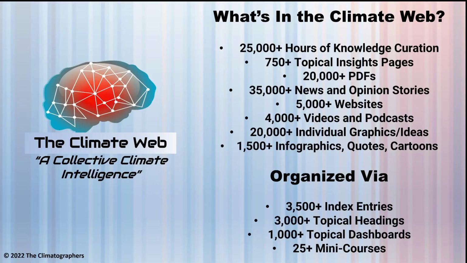One of the questions that we get all the time about the climate web is, do you have bots running around the internet at night, scraping all sorts of information together and dumping it into the climate web? And the answer to that is no, because that would simply recreate the same chaos that is basically out there when you simply start searching for stuff on the internet.